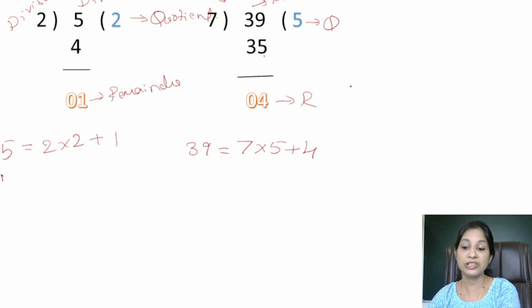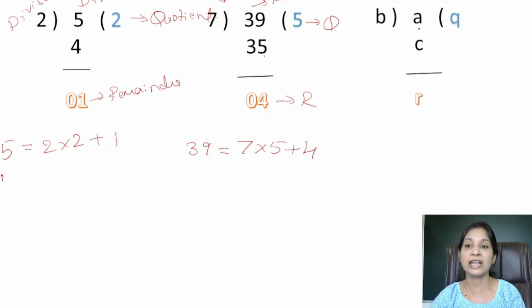So in general, if I take any number A and divide that number by B, I will get quotient Q and remainder R. The remainder may be 0. In these two cases, we just got remainders 1 and 4. But if the given number is exactly divisible by the divisor, we will get remainder as 0. Yes, we know that. So how can I write this?